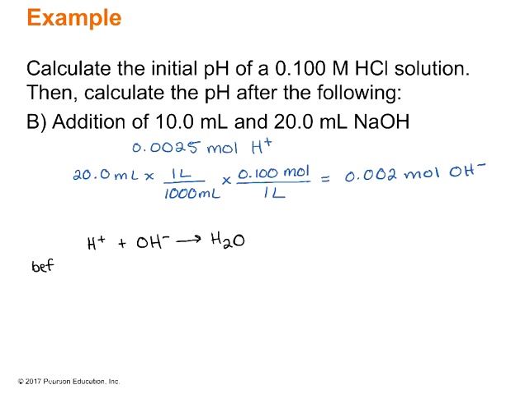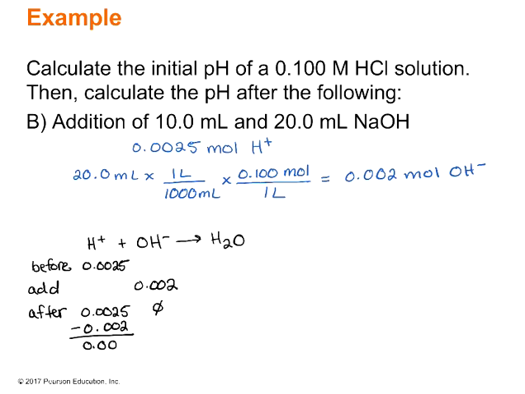Okay, so before we added any hydroxide ions, we have 0.0025 moles of hydrogen ions, and then we're going to add 0.002 moles of hydroxide ions, and again, all of those hydroxide ions will react with acid. So at the end, we won't have any hydroxide ions. And let's determine how many hydrogen ions will be left over at the end. So we'll subtract 0.002. So we should end up with 0.0005 moles of hydrogen ions left over after the reaction is complete.